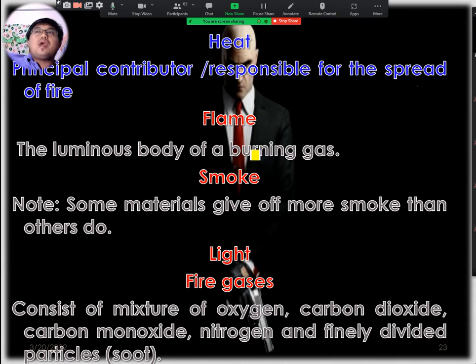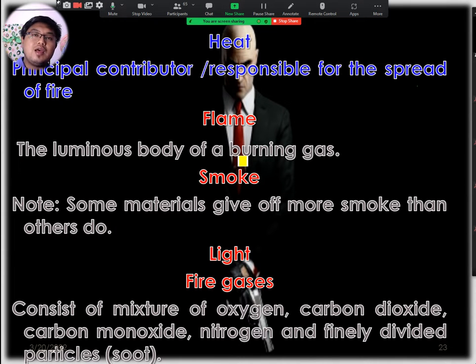So, what are the ways of transfer of heat? By conduction, convection, and then radiation. Yan ang sabi natin. But we will discuss them again, by and by. Pag-uusapan ulit na naman natin yan.